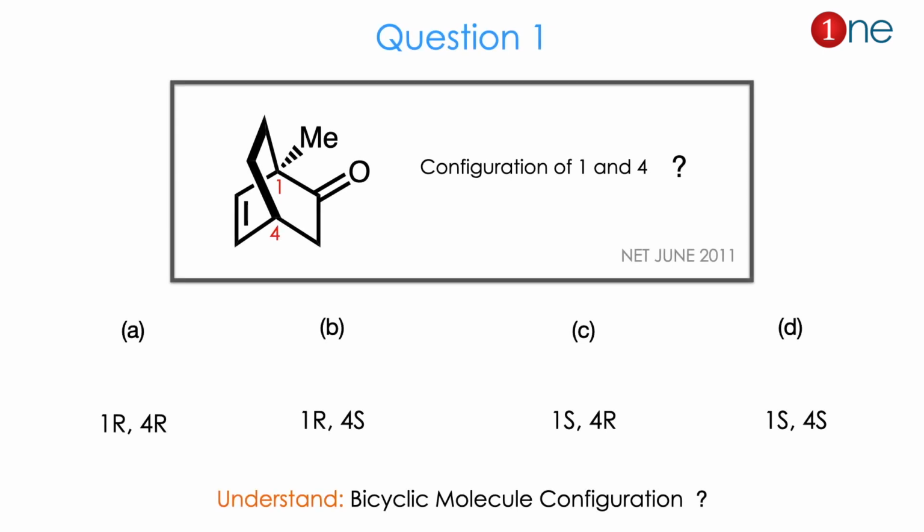Let us see question number 1. They have given a bicyclic compound which has 2 bridged carbons. Methyl is below the plane and you have an alkene and a ketone. They ask the configuration of the 1 and 4 positions. The possible choices are whether both are R, both are S, or 1 is R and 4 is S, or 1 is S and 4 is R. Here you have to understand that the question is about the bicyclic molecule and its configuration inside it. The answer is A. Let us see how.